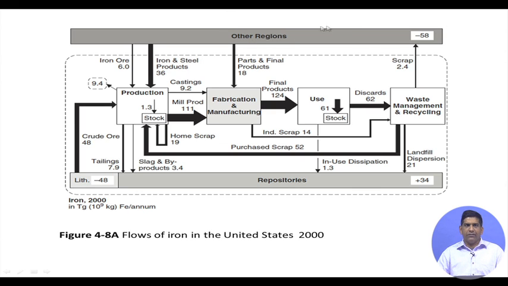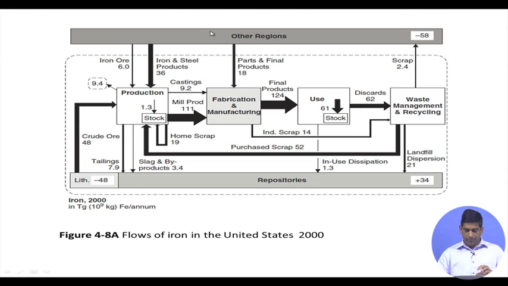So that's your things coming from out of the system boundary. So here again, some crude getting into the production, fabrication, use, disposal. So those things are there. Some scraps going in, some industrial scrap, landfill disposal, slag and byproduct.